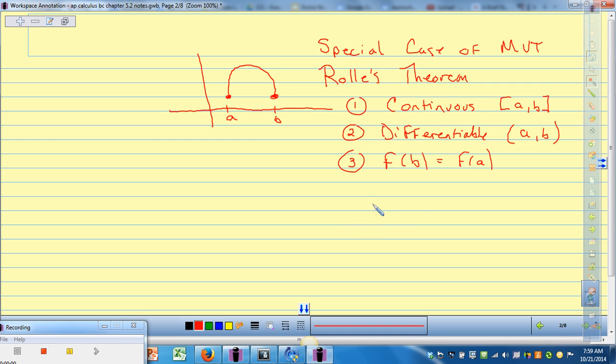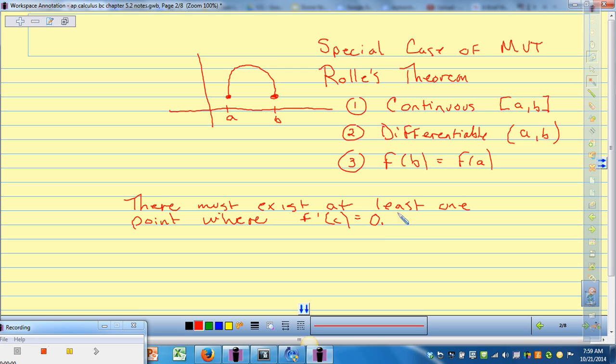So if we add one more condition, that f of b has to equal f of a, then what do you think the conclusion of this theorem is? What must be true? There must exist, very nice, at least one point where f prime of c equals 0.